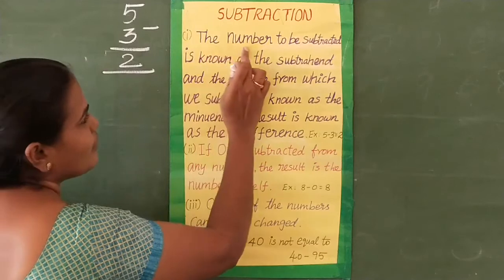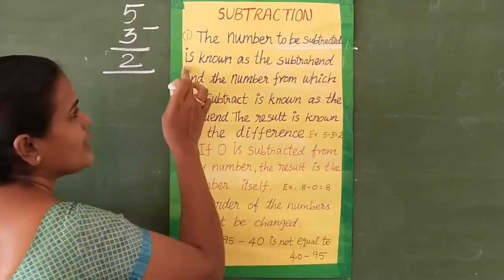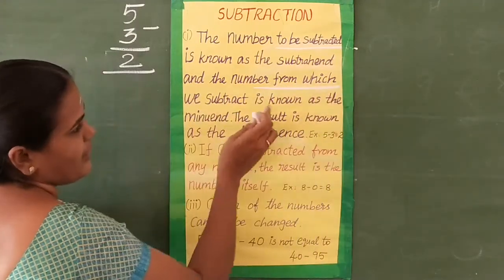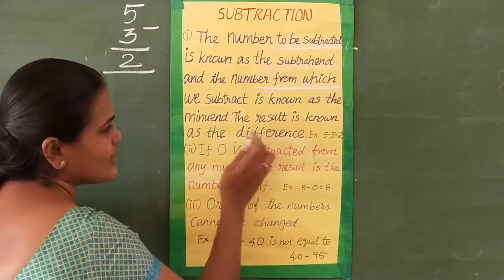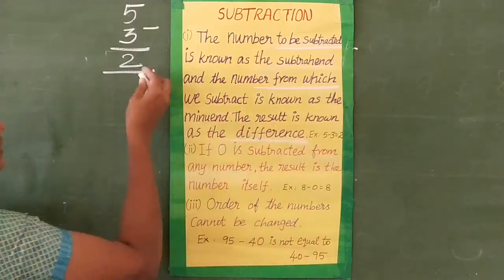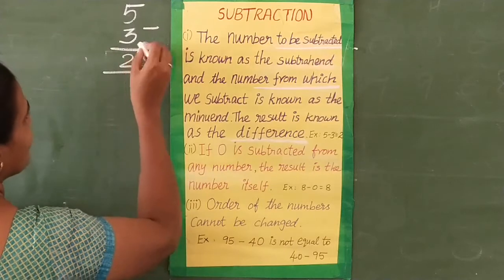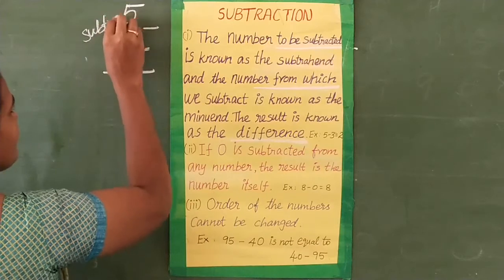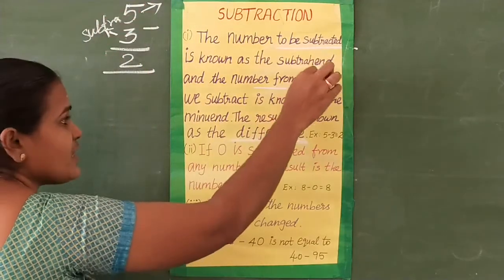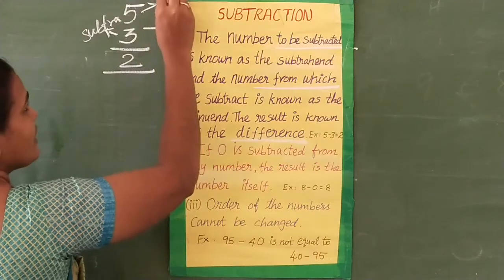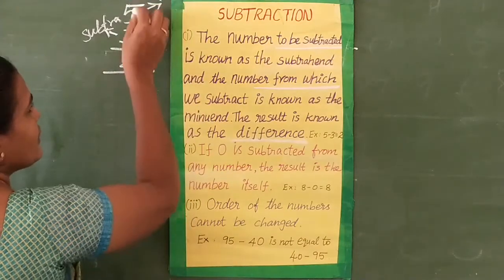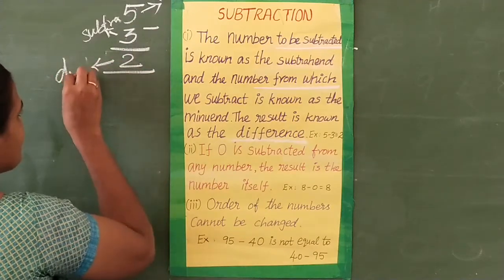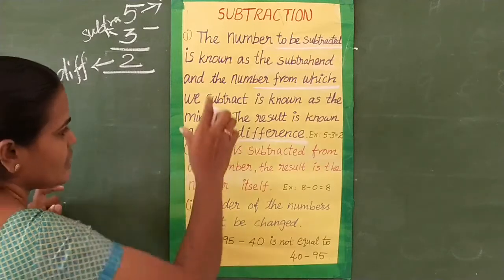First rule, the number to be subtracted is known as the subtrahend, and the number from which we subtract is known as the minuend. The result is known as the difference. That means, which one is the subtracted? This one is subtracted. So this one is subtrahend. From which we subtract? From 5. So this one is minuend. Then these two you have to do the calculation. We find the answer. You know this answer is the difference. Okay, this is the first concept.